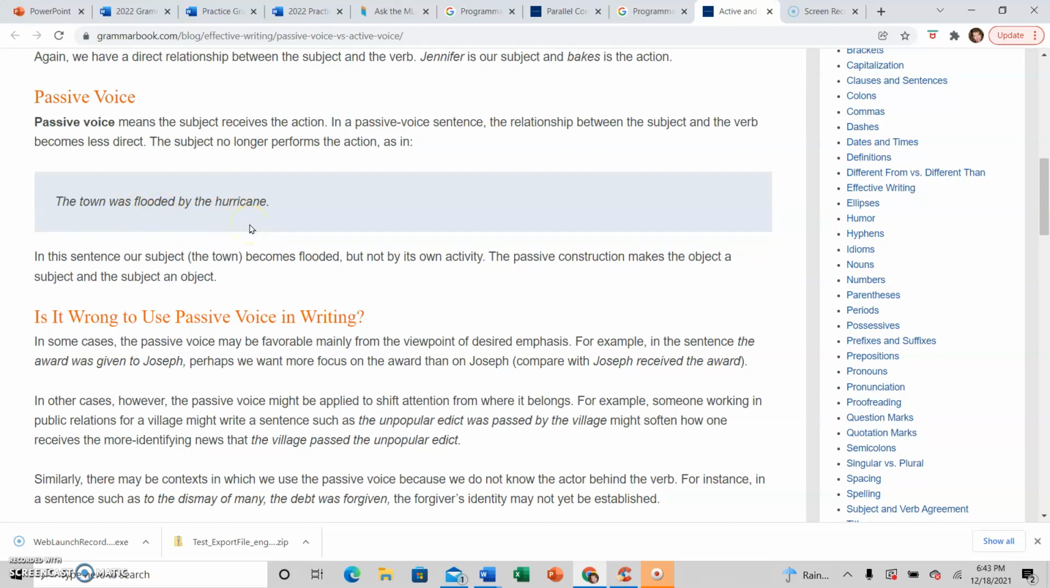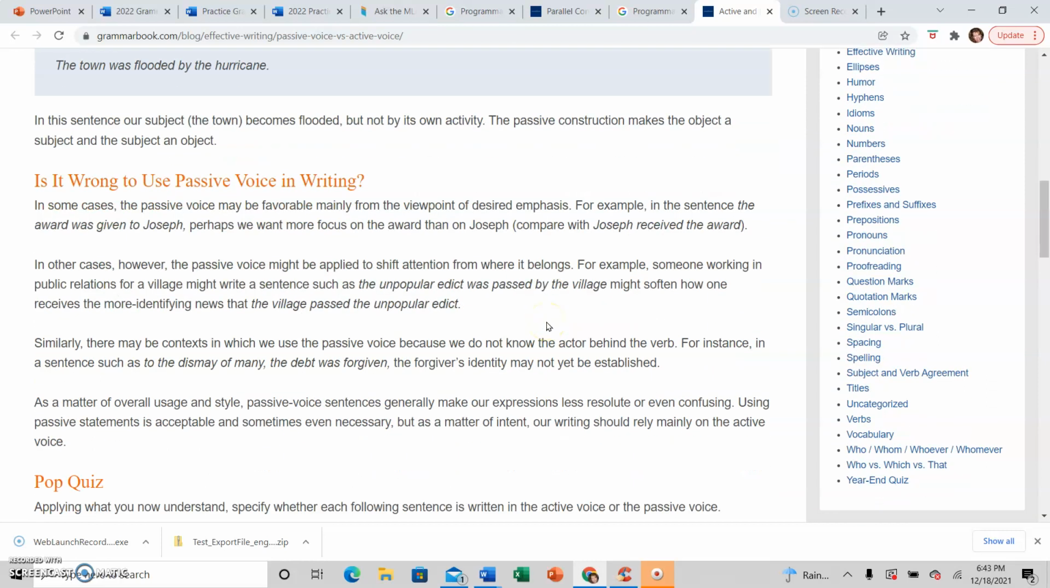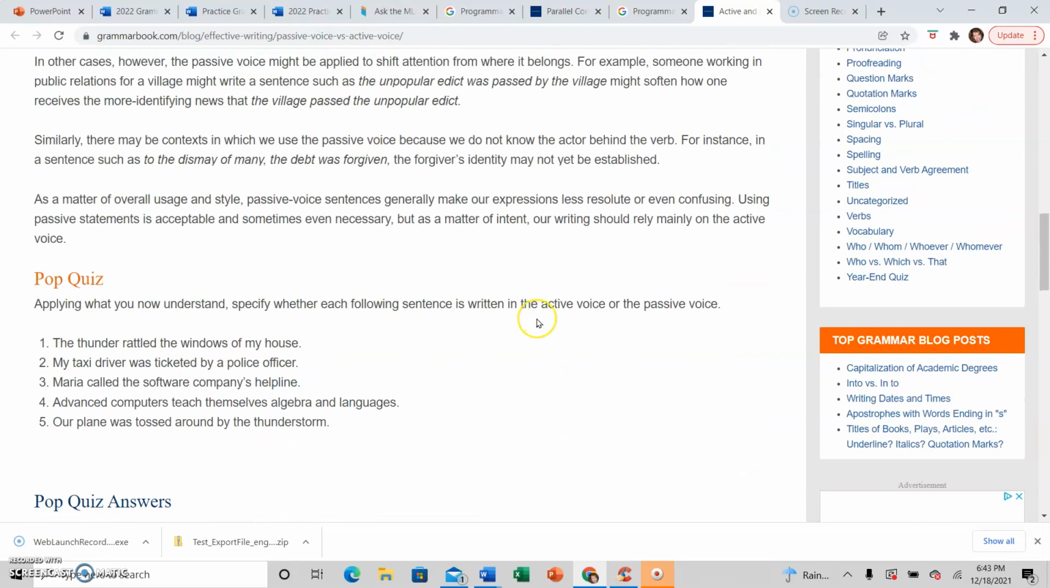One thing to look for when you are trying to see if something's in passive voice, look for the phrase by the whatever. And if this phrase is there, it's generally going to be in passive voice. Also, you could have this sentence without by the hurricane. You could just have the town was flooded. It's still in passive voice because the town didn't flood itself. Something else did the flooding. So that's in passive voice, whether you have the by the hurricane or not.